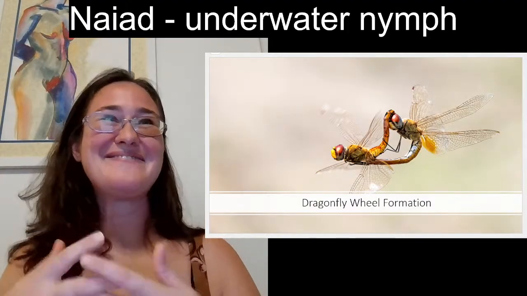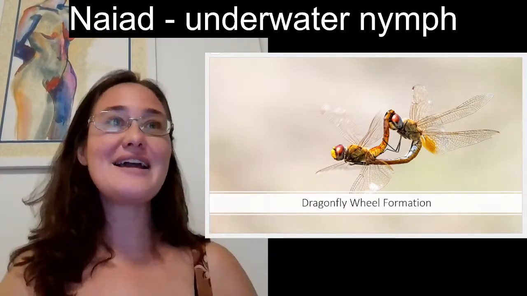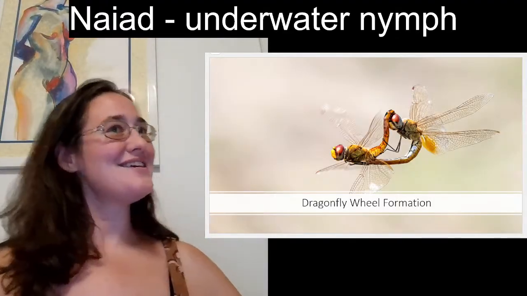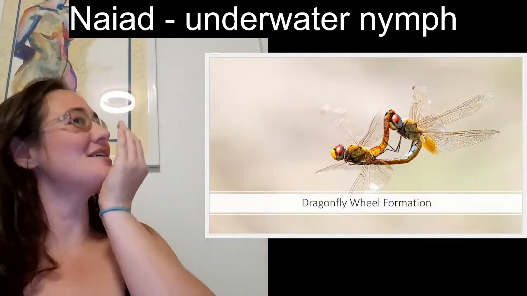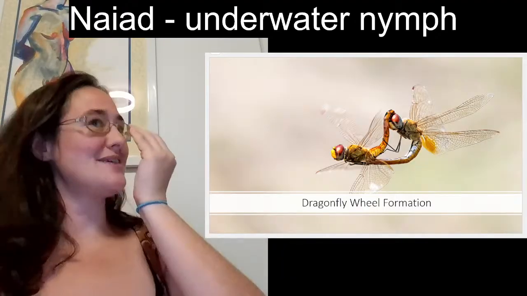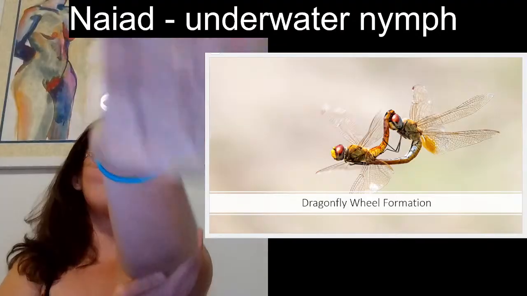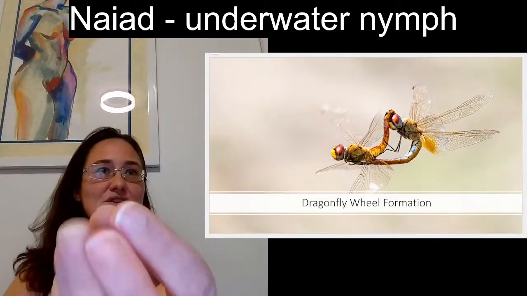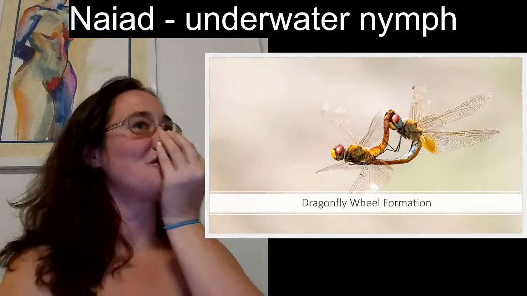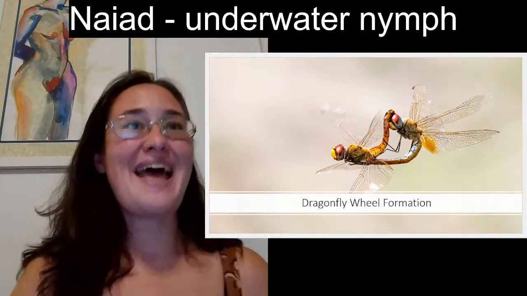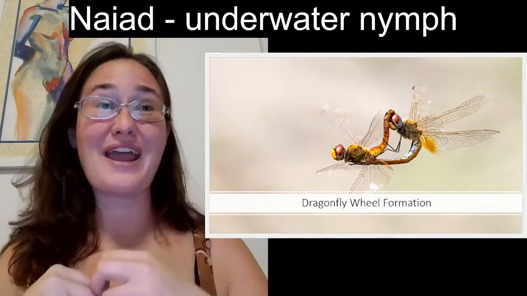Now, I'm going to tell you why they're my favorite, and then we're going to talk about the mating process. The naiads, when they are underwater, have these cute little bottom jaws that look a little bit like face masks, but they've got a hinge, and they have the ability to throw out their bottom jaw, grab onto their food, and pull their food back to their face. They use this motion to catch prey.